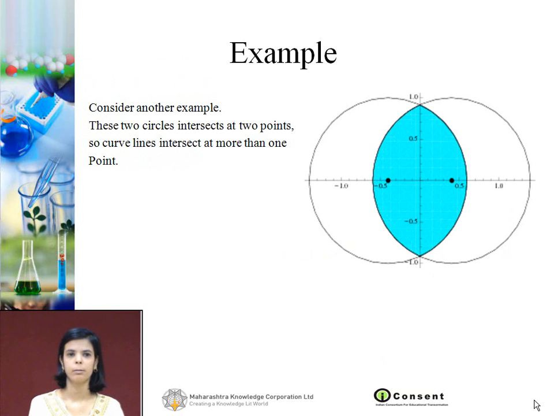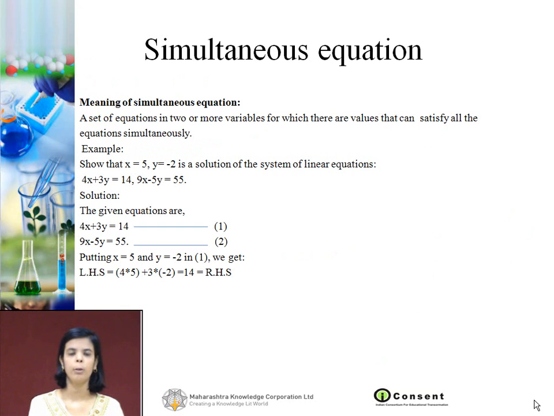Now consider another example. These are 2 circles intersecting at 2 points. So, curved lines intersect at more than 1 point. Meaning of simultaneous equations: a set of equations in 2 or more variables for which there are values that can satisfy all the equations simultaneously.